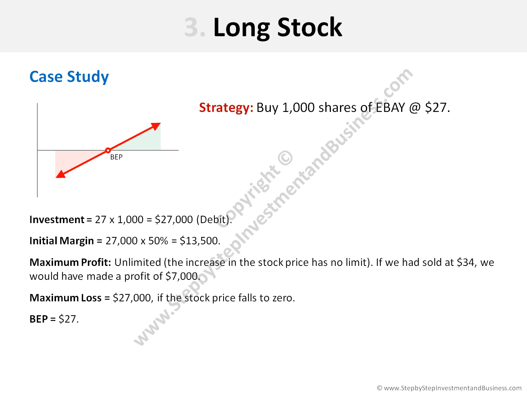The maximum profit we can make is unlimited, because the increase in the stock price has no limit. If we had sold at $34, we would have made a profit of $7,000. On the other hand, the maximum loss that we are exposed to is equal to $27,000. This occurs if the stock price falls to zero. And regarding the break-even point, it is equal to $27, which is the purchase price.